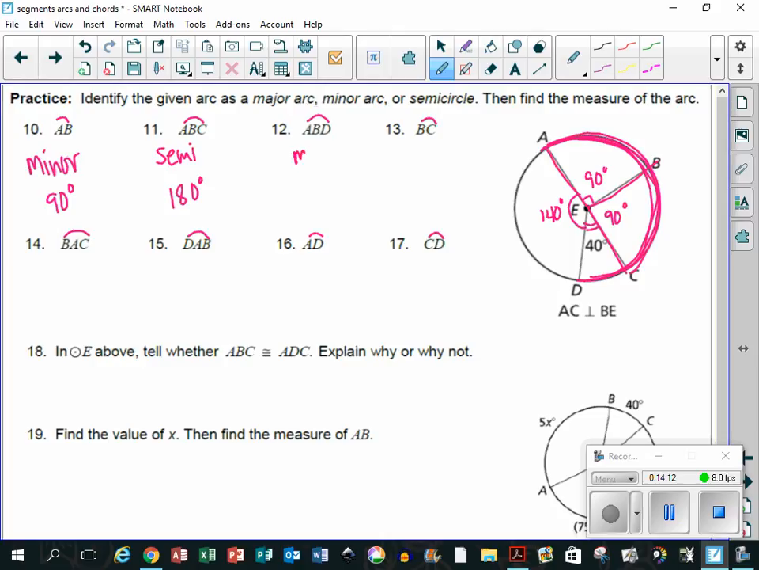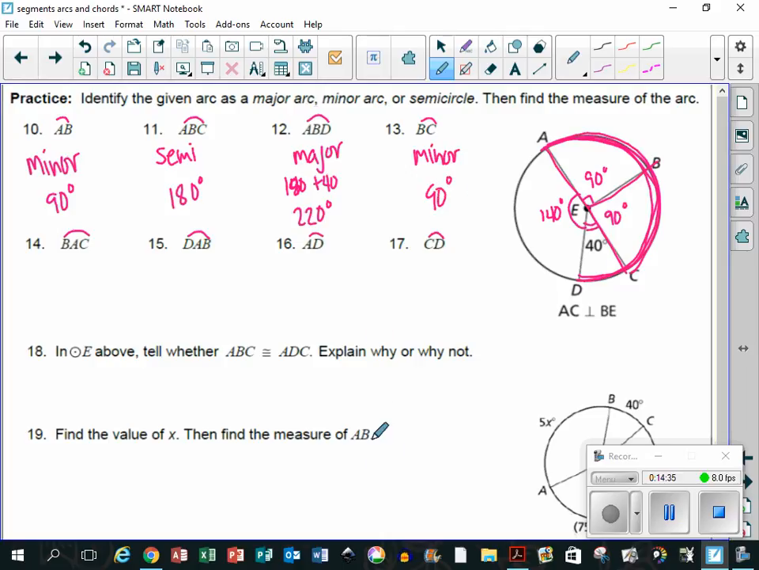So this is major. I'm going to look at it as half the circle plus a little more. So 180 plus 40 gives me 220. And then BC is this piece here, so that's minor, and it's 90 degrees also.